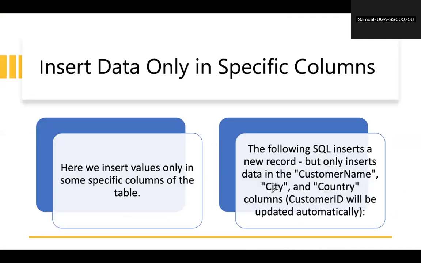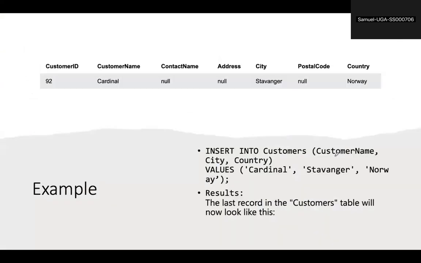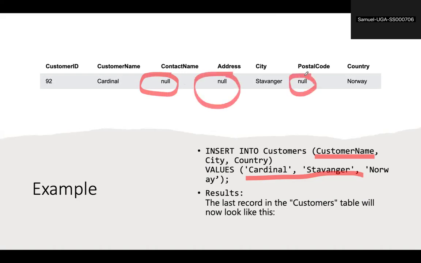If you want to enter data into some specific columns, not everything, you can do it this way. Insert into customer, like customer name, city, and country, and then the values you enter here are the ones you specify. And still it will give you results, meaning that it will only enter details into those areas. Then the ones that you have not entered into will return null values, you get.